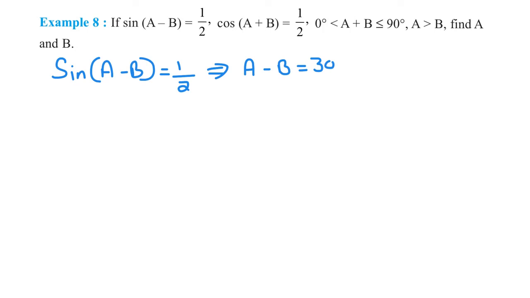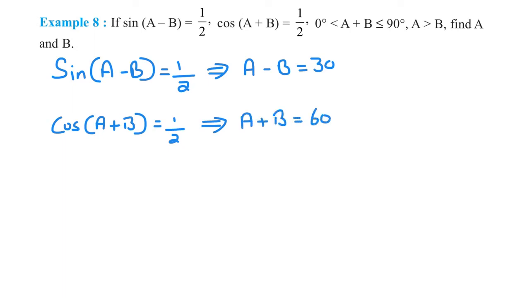Let's look at cosine A plus B. For which angle of cosine is the value equal to half? When A plus B is going to be 60, because cosine 60 degrees is half. So A plus B is equal to 60. So we know A minus B is 30, A plus B is 60. Let us label these two as equation 1 and equation 2.